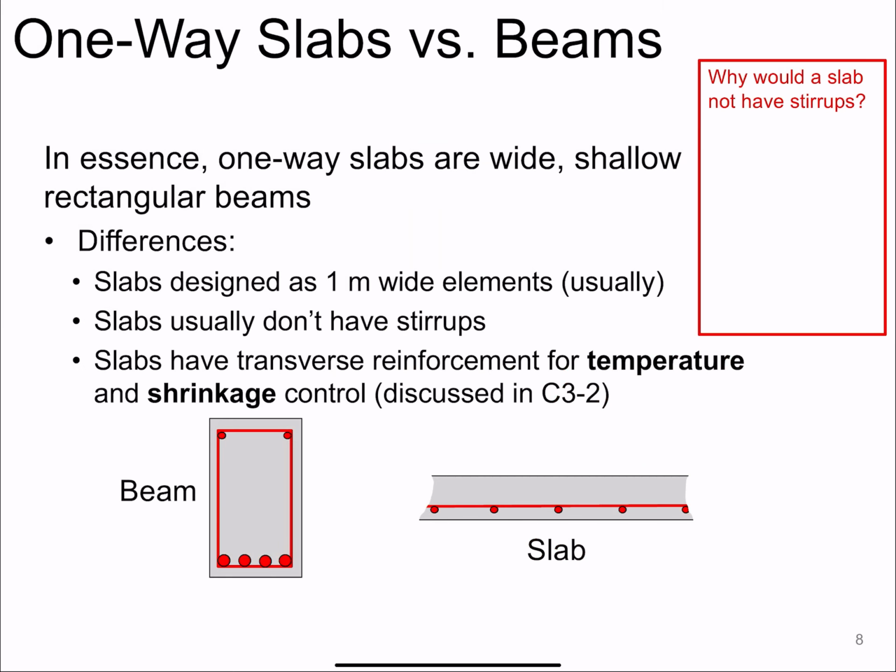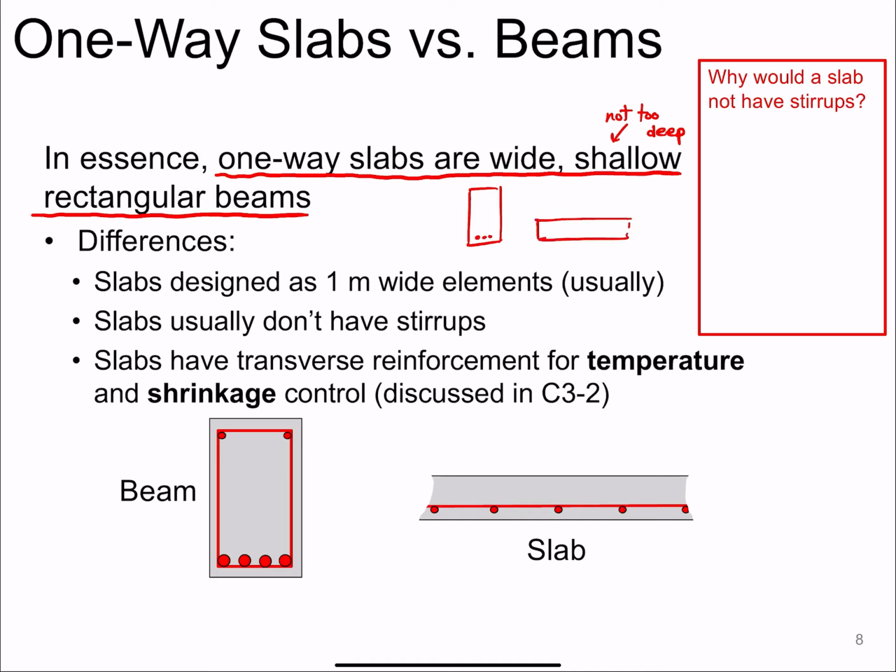Now, one-way slabs can be seen as wide, shallow, rectangular beams, not too deep. So this is a beam, and this is a slab. It's more flattened. So this is just a cut of a slab. So, differences: slabs are typically designed as 1 meter wide elements.